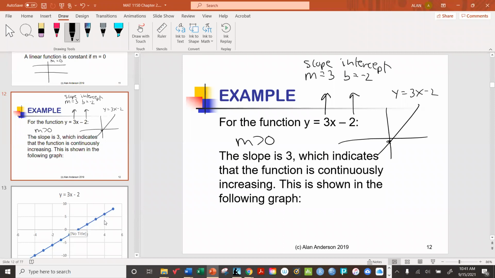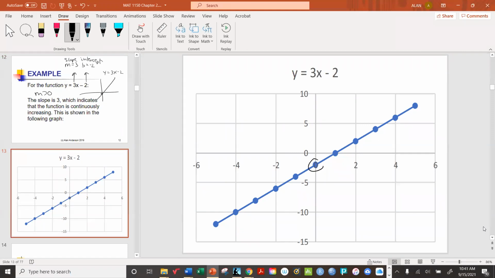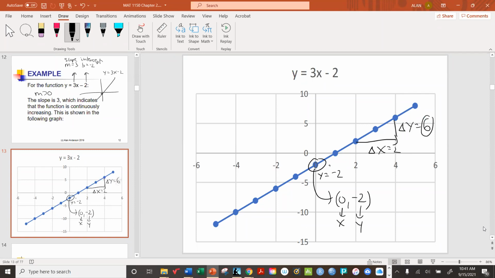All right, so in the next slide, I have the Excel graph for the function. It's hard to see it from here, but this is -2. So this point is actually (0, -2), because x is 0 and y is -2. And then the slope, what that means is that if I increase x, let's say in this case by 2, delta y would have to be 6. The ratio is 3 to 1. So that's what this is telling me.